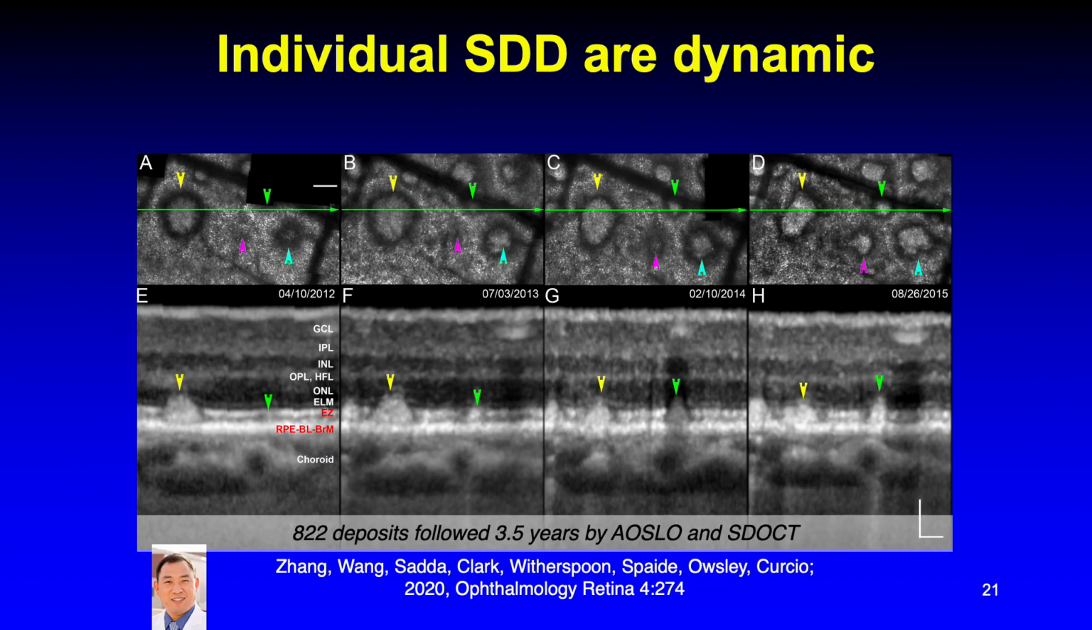In this longitudinal imaging study using adaptive optics and magnified OCT through the same deposits, individual SDD can be seen to appear, grow, shrink, and morph.